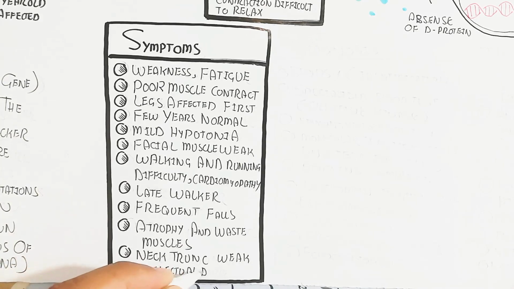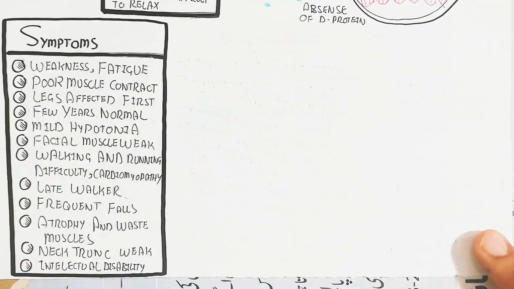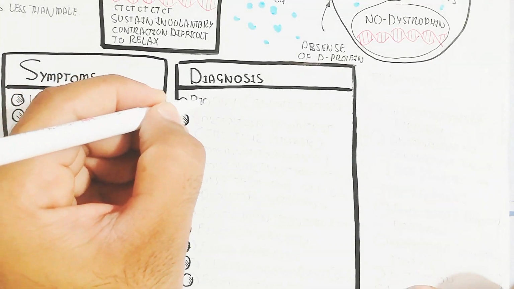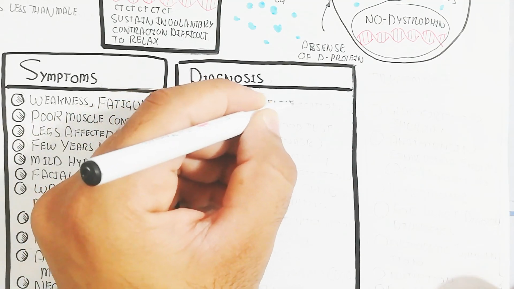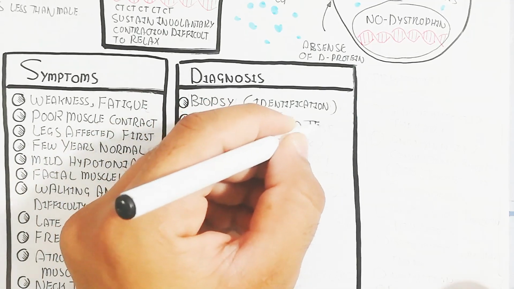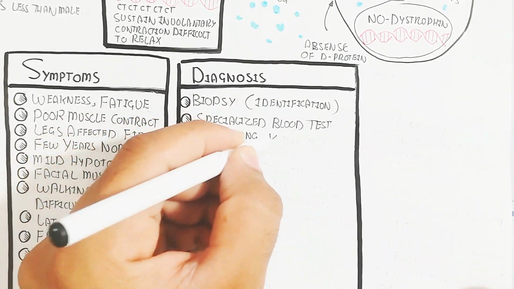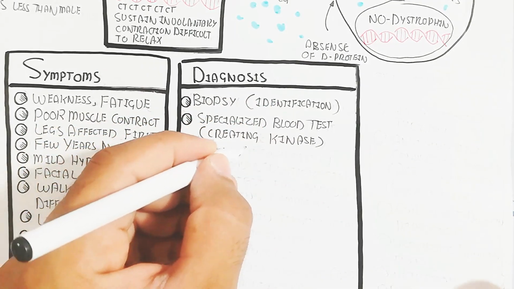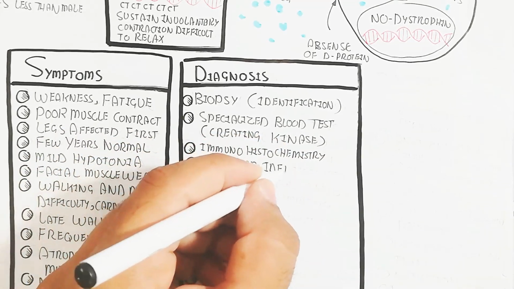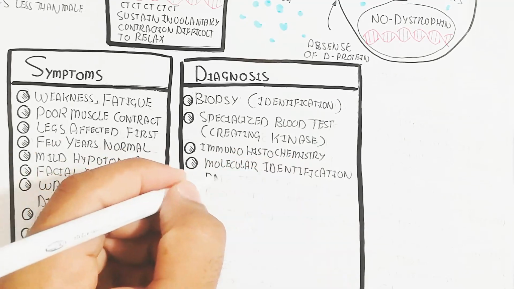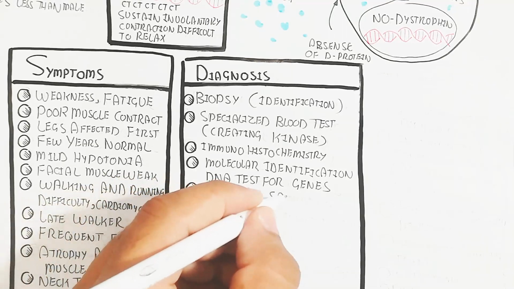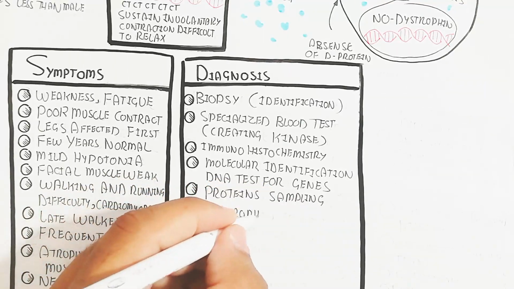The diagnosis we will discuss now. What is the diagnosis? Diagnosis means how we can identify Duchenne muscular dystrophy and Becker. In this way, biopsy is important for identification. On the other hand, there is a specialized blood test for creatine kinase. Immunohistochemistry and molecular identification, DNA test for genes, protein sampling, dystrophin identification, and electromyography.